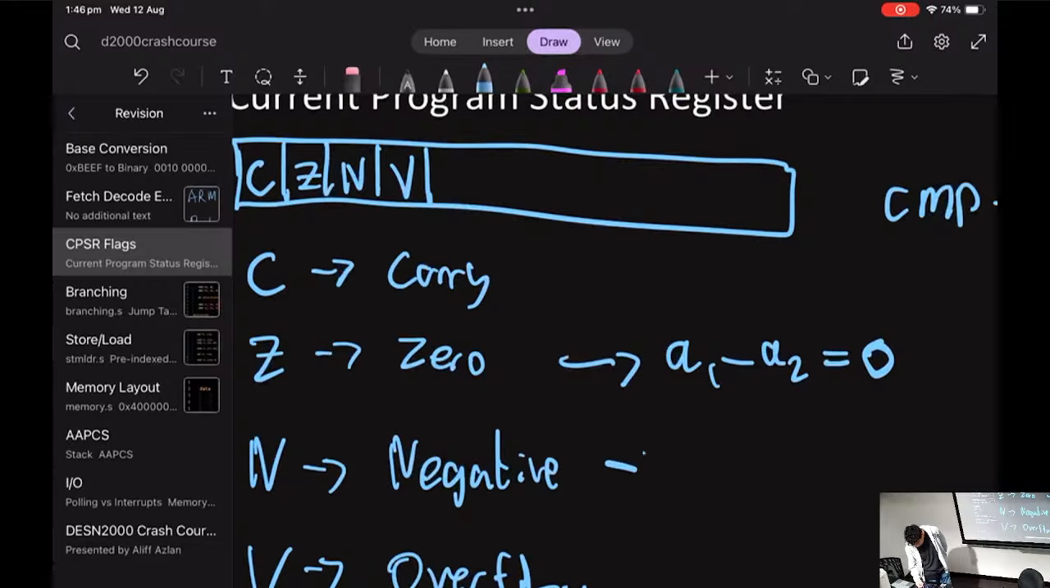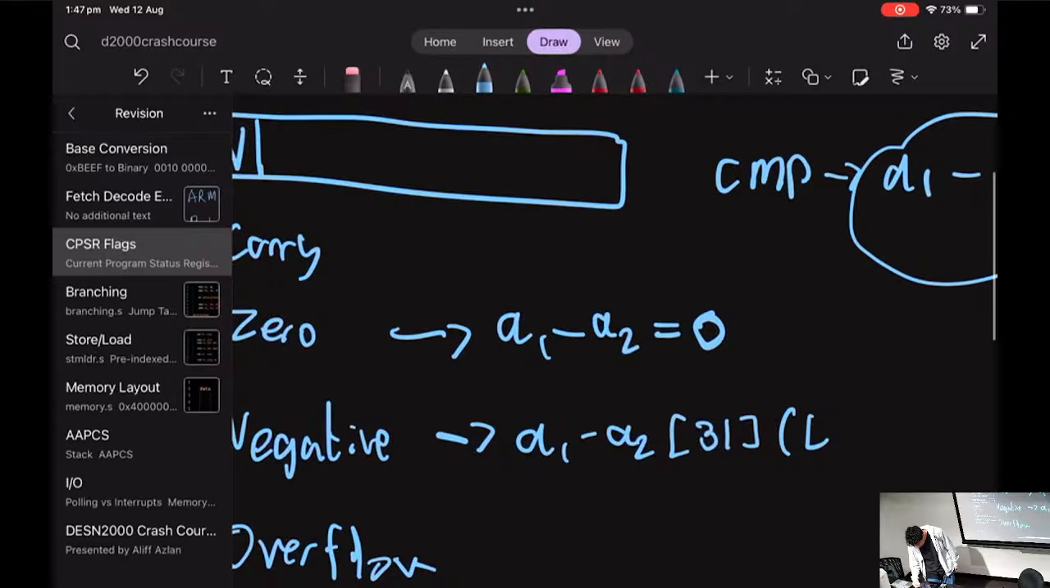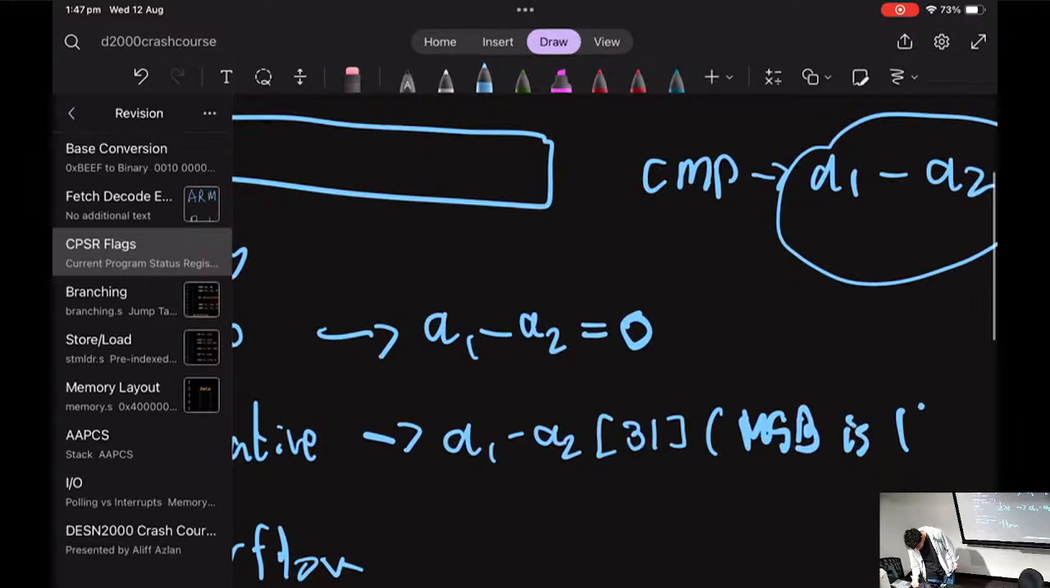The next one is negative. All that does is check if the 31st bit, the leftmost bit, is a 1 or not. In other words, is it negative? Because remember, as we saw in the base conversion chapter, the leftmost bit just determines if a signed number is negative or not. So that basically means the MSB is 1, which means it's negative.